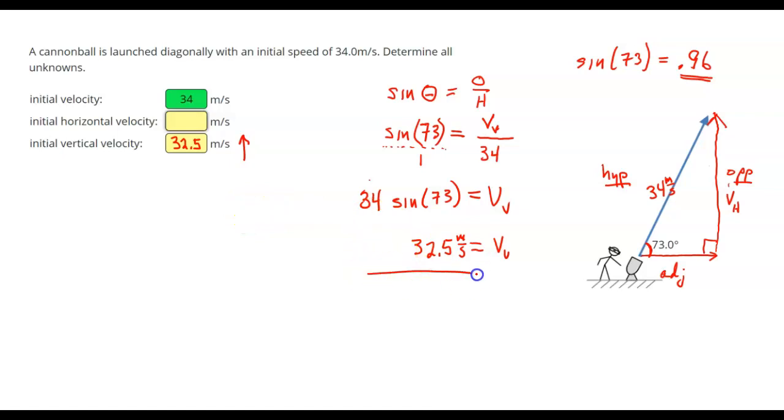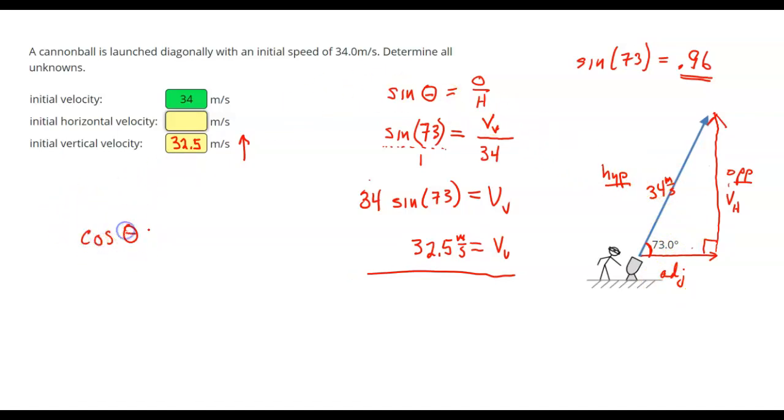Now, how do we figure out what the velocity is in the x direction, the horizontal, sideways direction? Well, this is the adjacent side. So which trig ratio involves the adjacent side? And we know the hypotenuse to begin with. So let's say adjacent and hypotenuse. Well, that would be cosine.